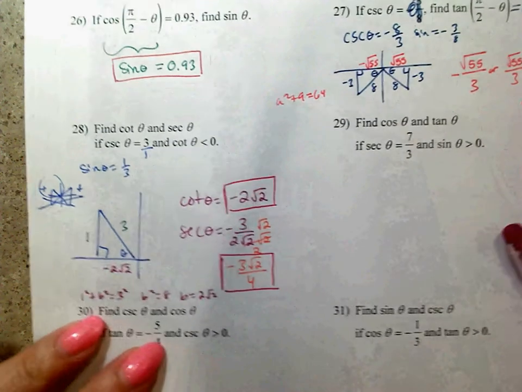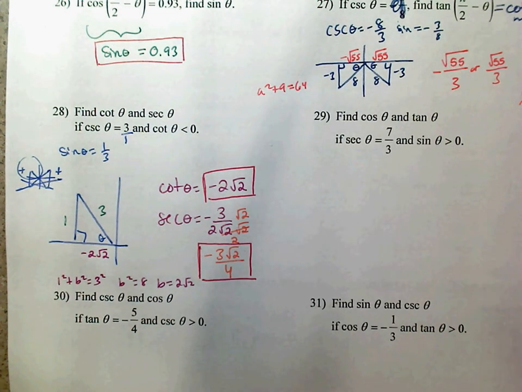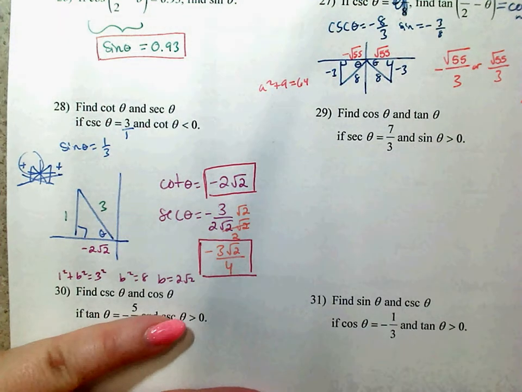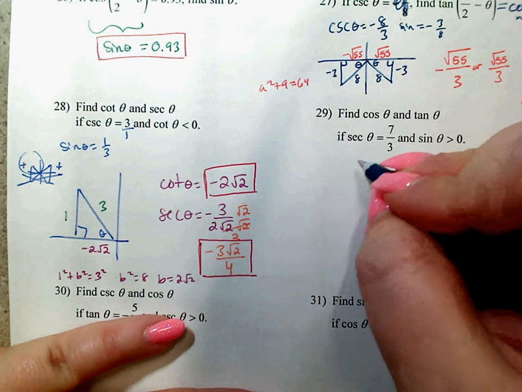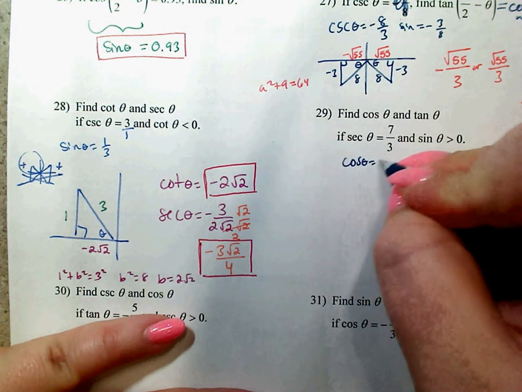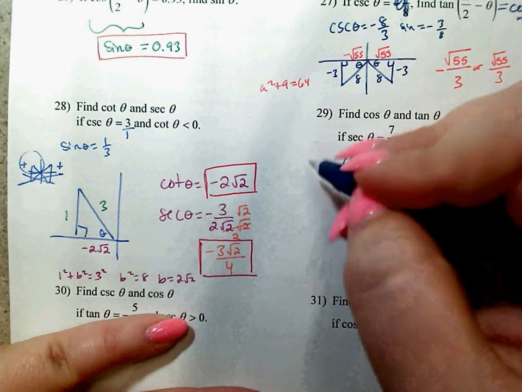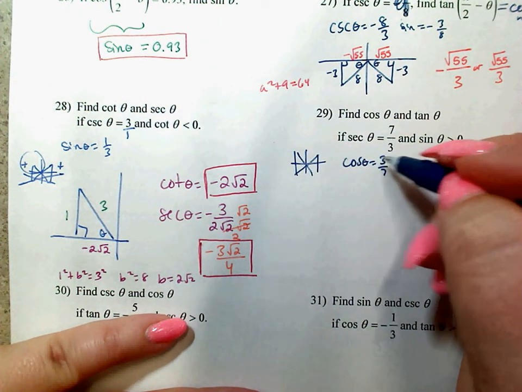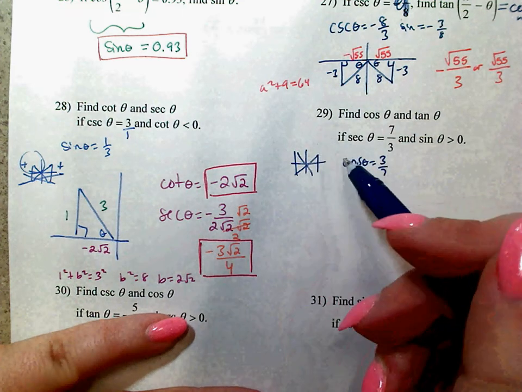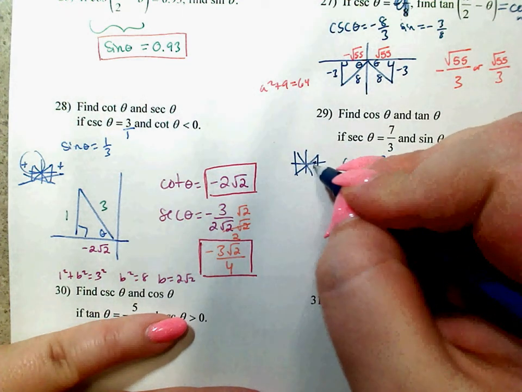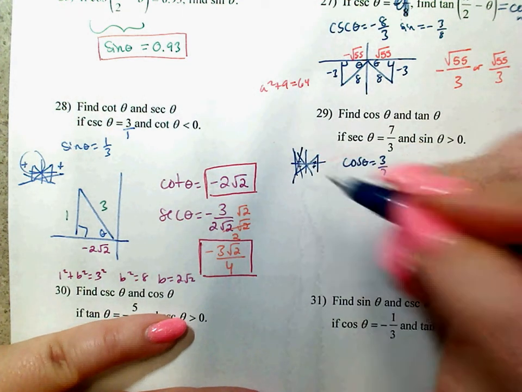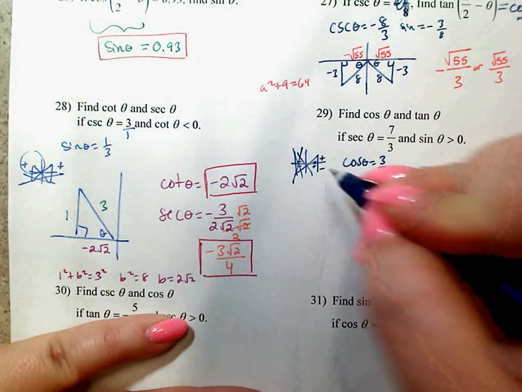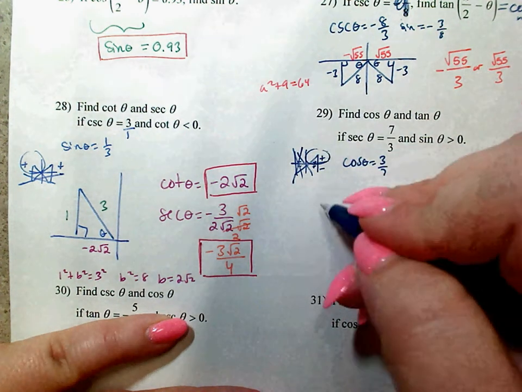Number 29. It says, find cosine and tangent if secant is 7/3. So that means cosine is 3/7. In my bow tie, I know that cosine is positive. Cosine is adjacent. It's the x value on the right-hand side because my x values are positive here. My x values are negative here, so that's out. And then it says sine is positive. Well, sine is my y value, so I'm positive here, negative down there, so I have to be in the first quadrant. So I have a triangle in my first quadrant.